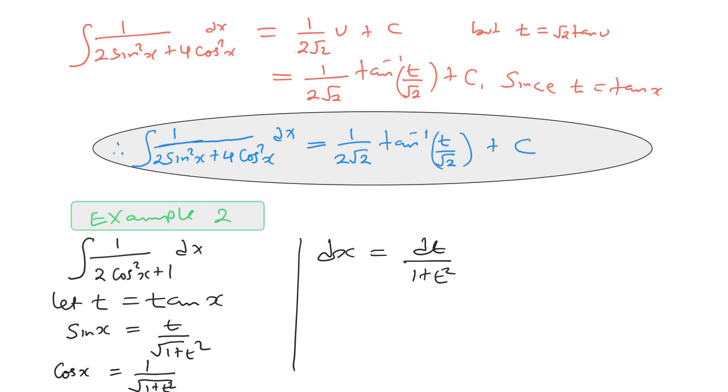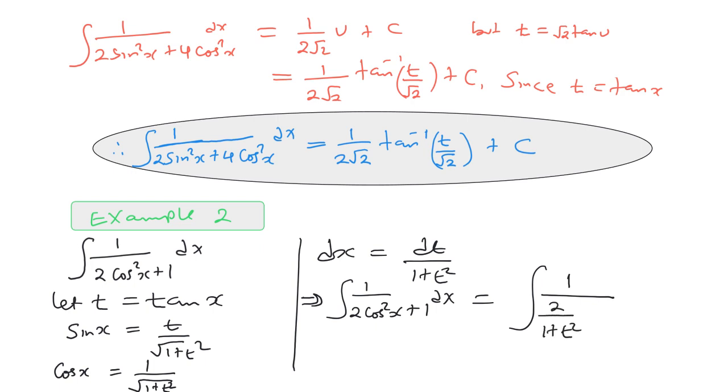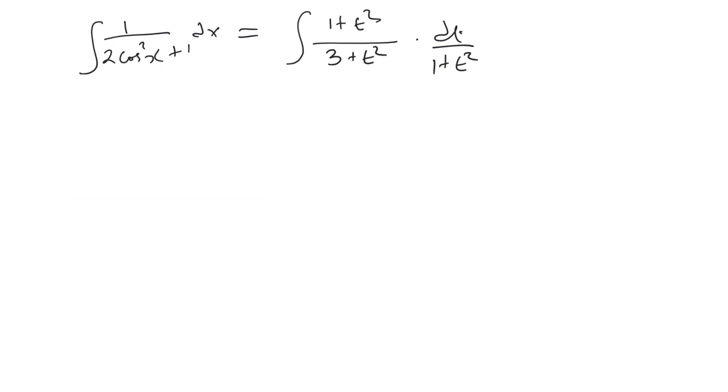Now, we are doing this integral of 1 over 2 cos squared x plus 1. Let's make the substitutions. So the integral of 1 over 2 cos squared x plus 1 dx will now change to the integral, where dx changes to dt over 1 plus t squared. So this is going to be 1 over 2 over 1 plus t squared plus 1, then dt over 1 plus t squared. So what do we get? If you find the LCM down here, you get 3 plus t squared, and then the 1 plus t squared goes up, and we obtain this expression on the next page.